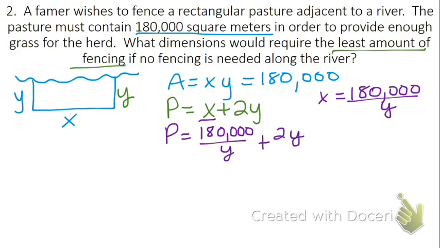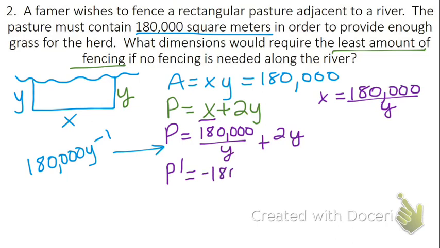And then I'm going to find the derivative. Now when I do the derivative here, I am going to have to use the product or the quotient rule or the chain rule. So if I'm going to do that first part of it, I'm going to rewrite it as 180,000 y to the negative 1. So when I do the derivative, it would be negative 180,000 y to the negative 2. I'm going to go ahead and bring that down because it's going to be easier to solve in a minute. The derivative of 2y is 2. After you get your derivative, because we're trying to find a minimum or a maximum, we set that equal to 0, and we solve. So we're going to subtract 2 on both sides.